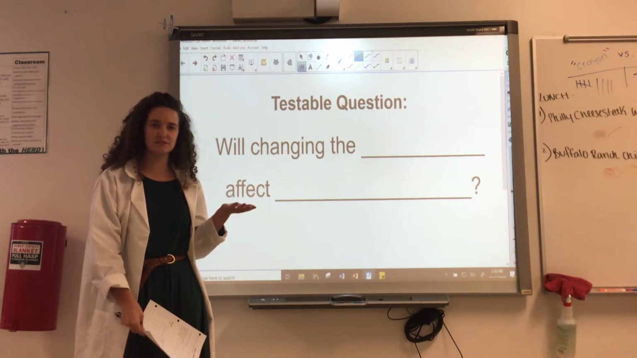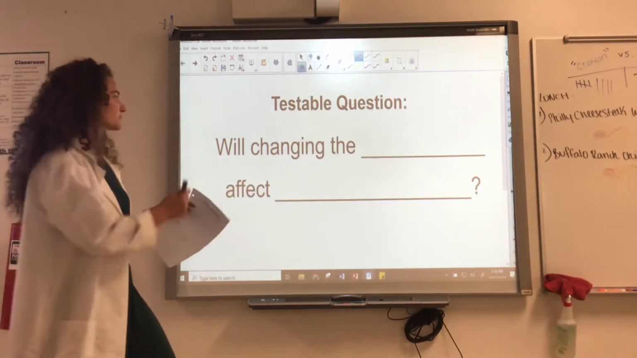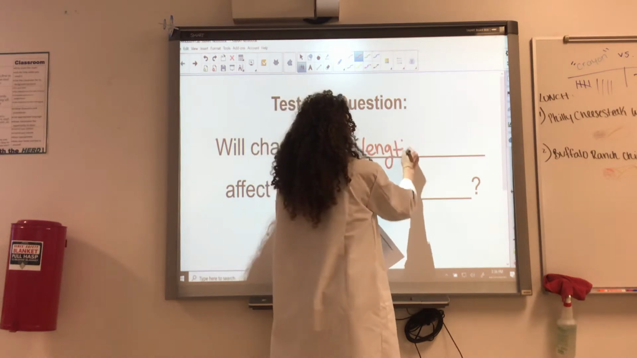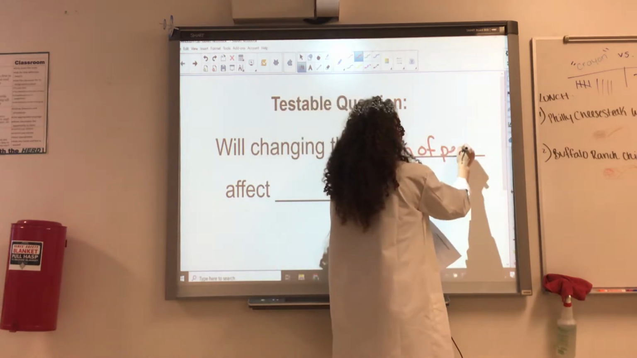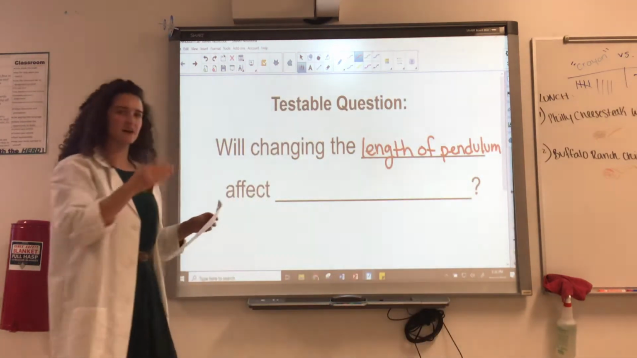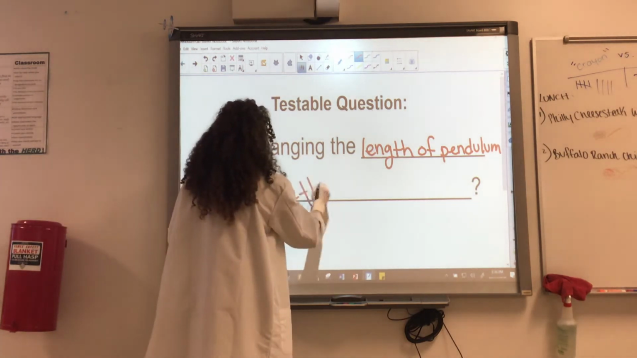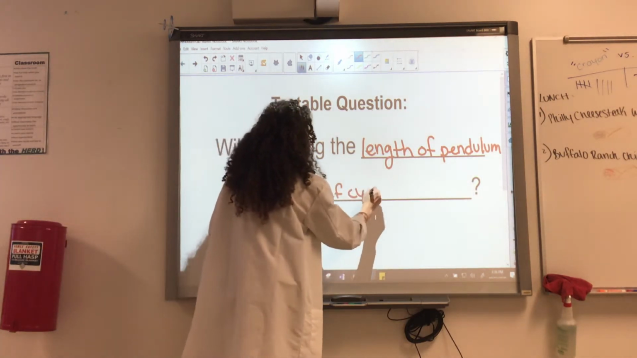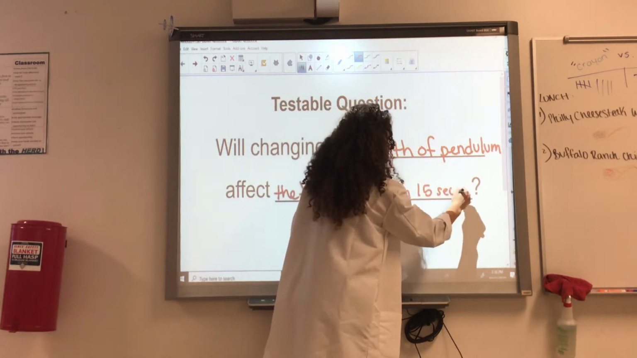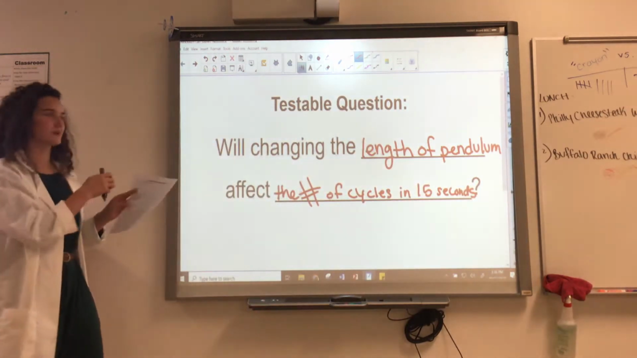How could we write that as a testable question? We could write, will changing the length of the pendulum affect the number of cycles in 15 seconds? So make sure to write your testable question in here as well.